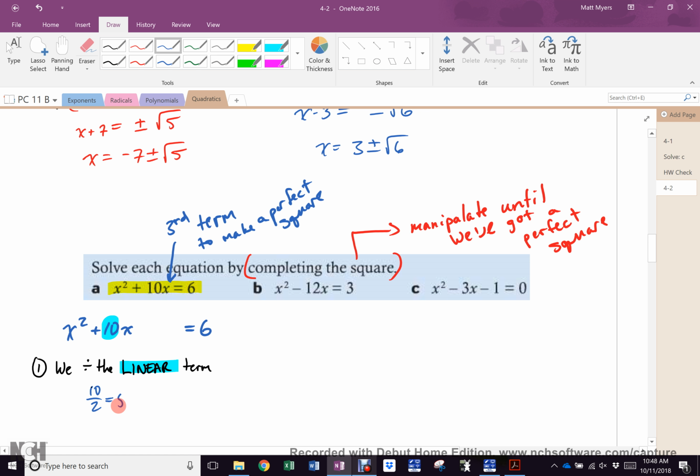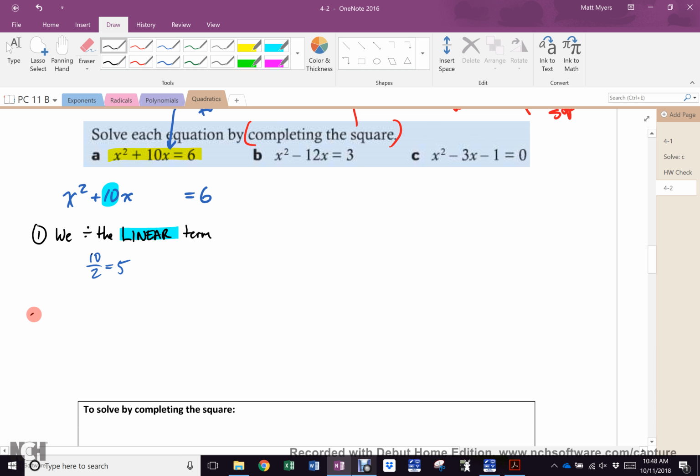10 over 2 equals 5. So I'm part of the way there, aren't I? Now, what was the second step? Not double, square it. Because when we were working the other way, it was square root and half. So now we're halving and squaring. So then we square the result of step 1. So that is 5 squared equals 25.